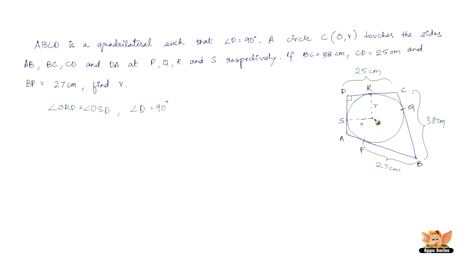And also OR equals OS because they are the radii of the circle. So OR equals OS, and therefore we've got ORDS as a square. So we established that ORDS is a square.